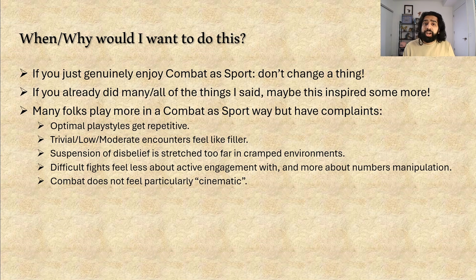Then there's the idea that combat might not feel cinematic at your tables. And this complaint might feel out of place to some of you, because you might wonder, what does cinematic gameplay have to do with the mechanics of combat as war?